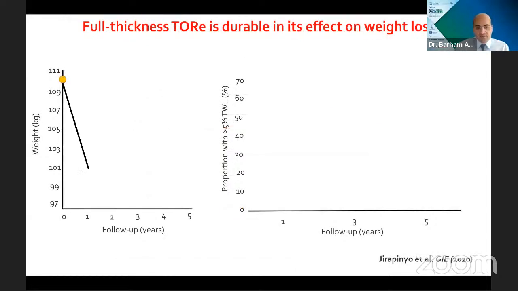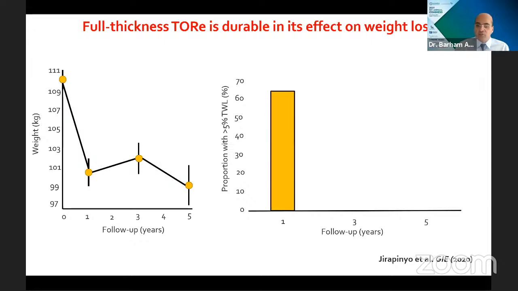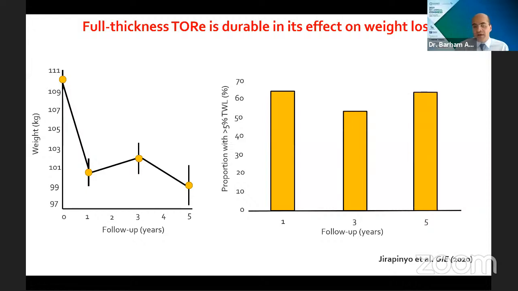Also from the Chris Thompson group, they showed that the results at 5 years with the OverStitch device for endoscopic suturing for gastric outlet reduction after Roux-en-Y gastric bypass are durable, and the proportion of patients achieving more than 5% total body weight loss was maintained at more than 50% even at 5 years.